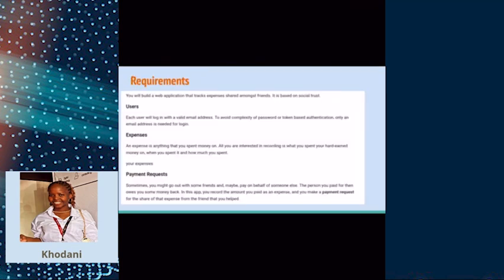So the requirements. We were building, like I said, an application that tracks the expenses shared amongst friends. It is based on social trust. So you had the user side, the expenses, and the payment request. The user side is where you were logging in with your email. In order for us to avoid the complexity of passwords, it only required you to put your email to log in. You had the expenses side, where you were recording everything that you were spending your money on. With the payment request, you were asking anyone that you were giving money to to give you back your money like you helped them.